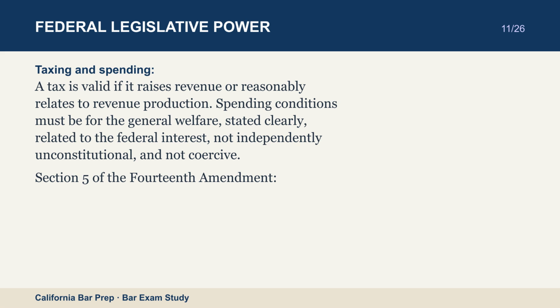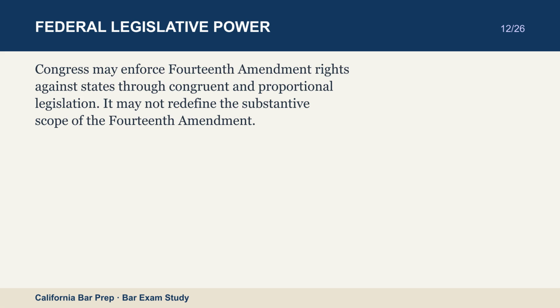Section 5 of the 14th Amendment. Congress may enforce 14th Amendment rights against states through congruent and proportional legislation. It may not redefine the substantive scope of the 14th Amendment.